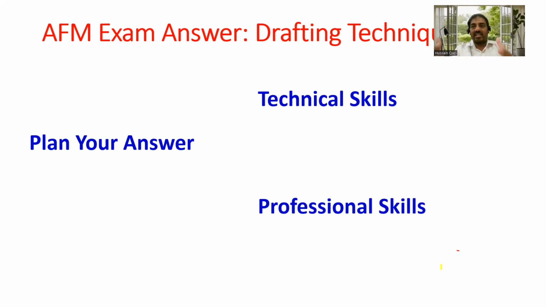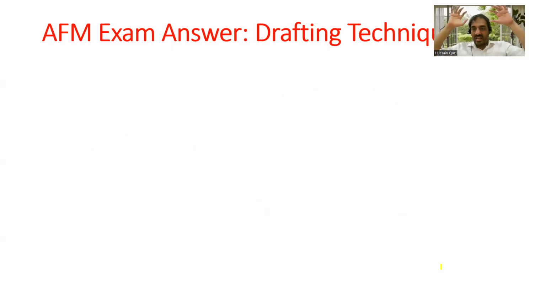Technical skills mean the calculation you have done. Technical skills mean the conclusion you want to write. Technical skills mean the B part, what factors should be considered related to long-term financing. That's the technical matter. But also plan yourself for the professional skills. Here, the examiner expects professional skills related to two things: analysis and evaluation, and number two, skepticism. So you have to plan your answer accordingly.